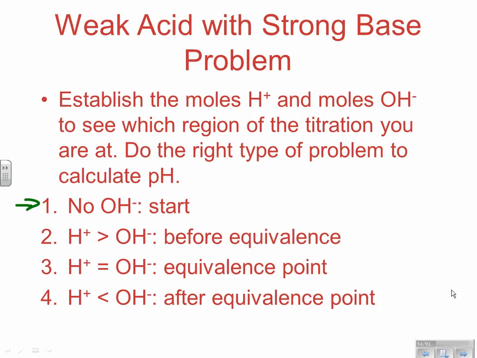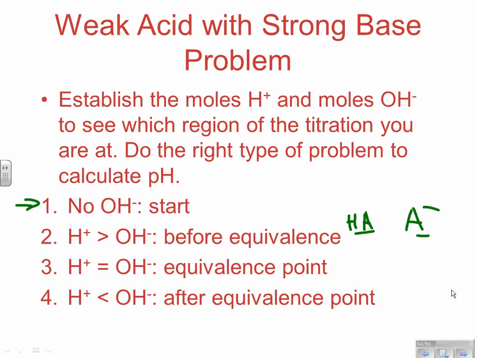Now in region 2, we're before the equivalence point. H+ is going to be greater than the OH-. So what we need to do here is determine the concentration of our acid, HA, and the concentration of our base, A-, and do a Henderson-Hasselbalch. So if we know the Ka, we can find the pKa, and we can add to that the log of the concentration of the base over the concentration of the acid to calculate our pH. So in region 2, think Henderson-Hasselbalch.